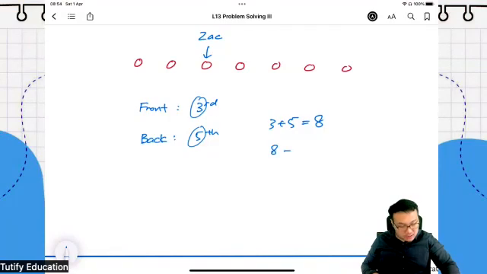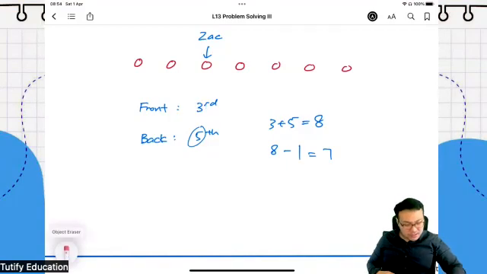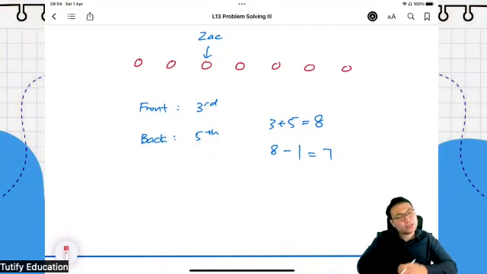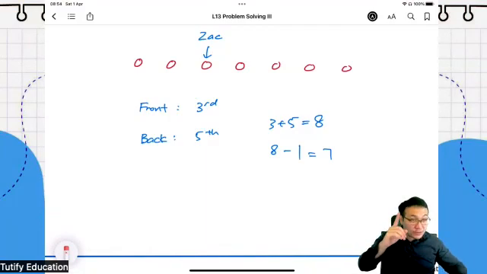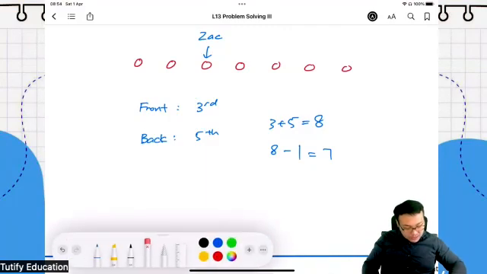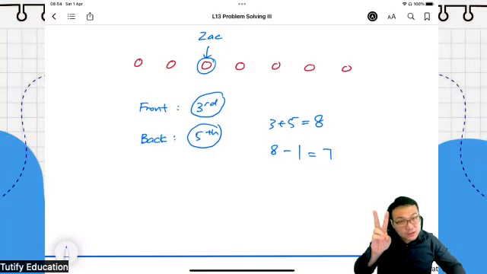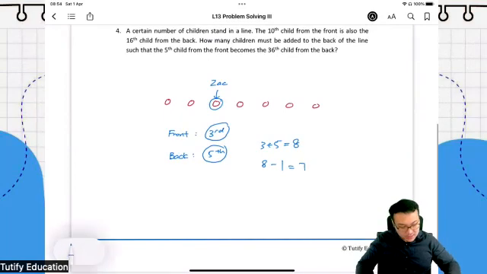So what should I do? 8, then minus 1. Why must I minus 1? Why do you think there was an extra person being counted? Who is this extra person that's being counted? Zach. Yes, because you actually count him 2 times. You counted him 2 times because here is already including Zach, then these 5 people is also including Zach. You must make sure to minus 1. Correct? Okay, so now let's look at the question.